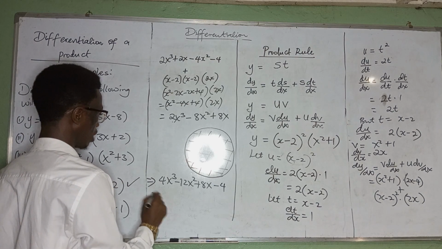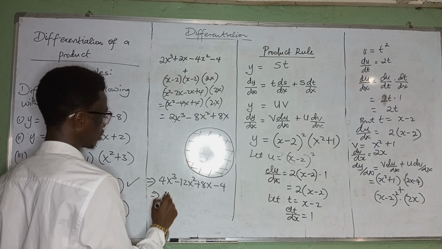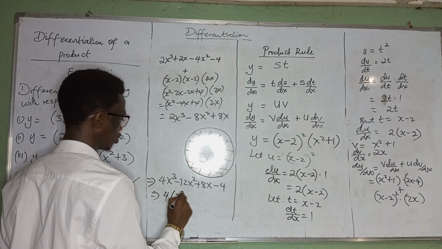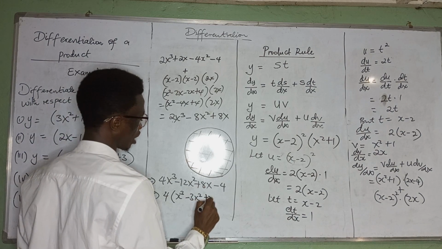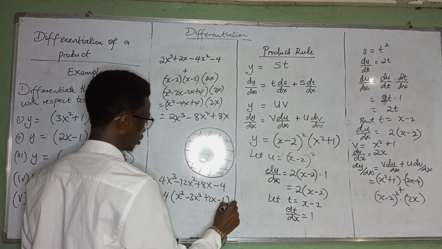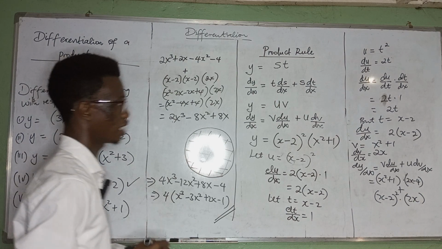Simple as that. Now if you look at this, there is something that is common, which is 4. If you take 4 outside, this becomes x cubed minus 3x squared plus 2x minus 1, which becomes your final answer.